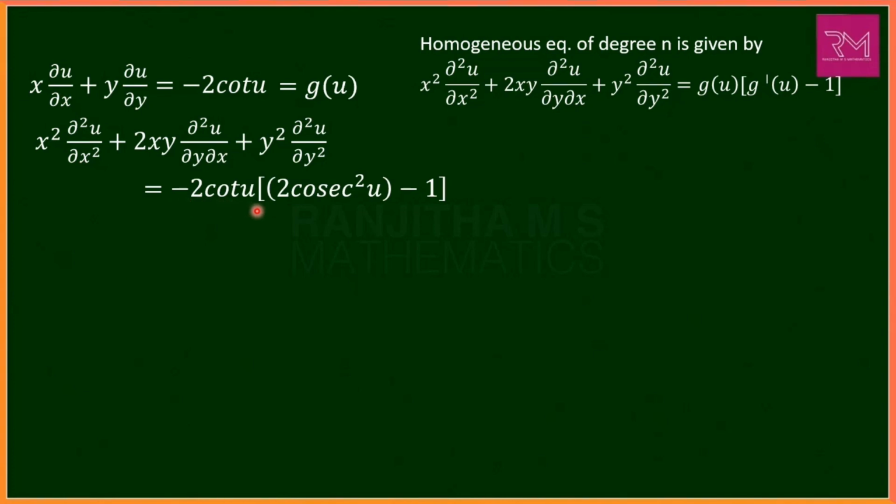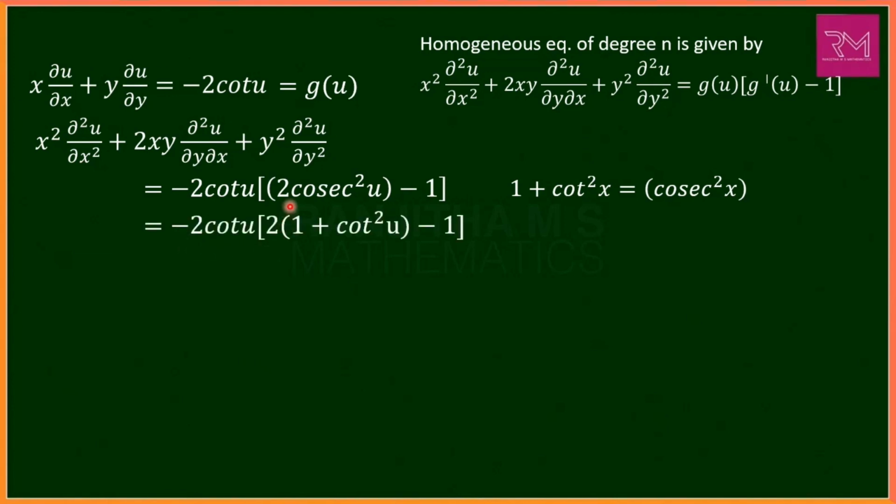Here g of u is minus 2 cot u, g dash of u is nothing but differentiating g of u with respect to u, hence we get differentiation of cot u is minus cosecant square u, so we get here minus into minus plus 2 into cosecant square u as it is minus 1. Next step, we know that cosecant square u can be written as 1 plus cot square u, to obtain the right hand side of the problem. So substituting that value we get minus 2 cot u into 2 as it is into, in the place of cosecant square u we substitute 1 plus cot square u, minus 1.